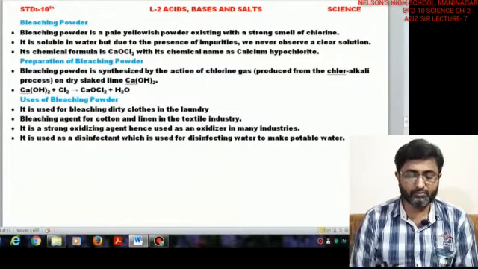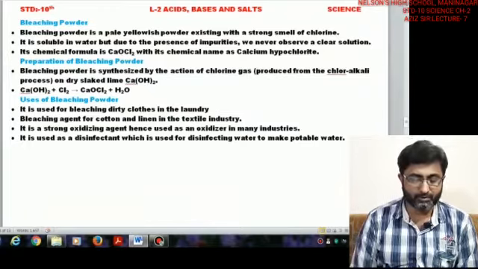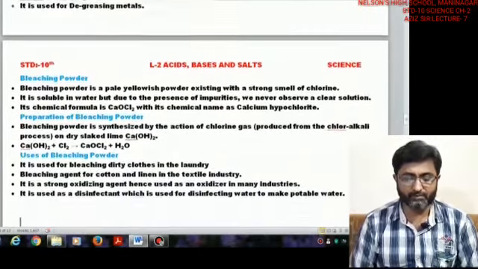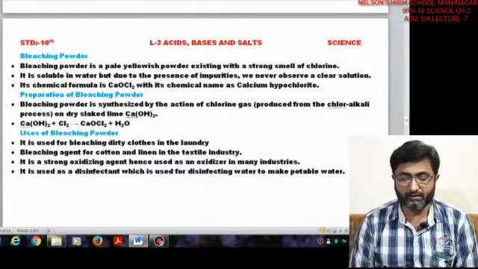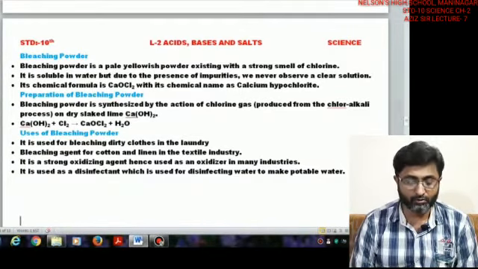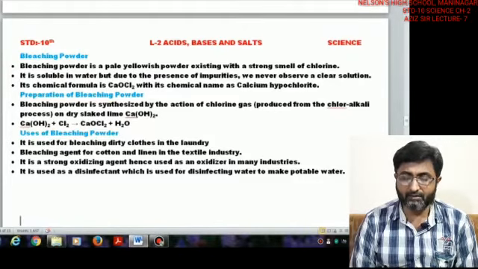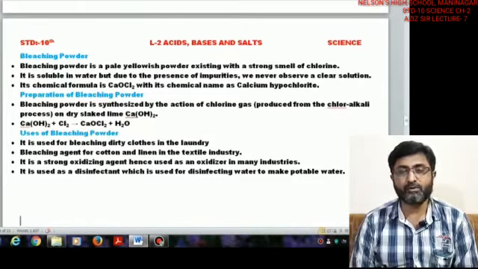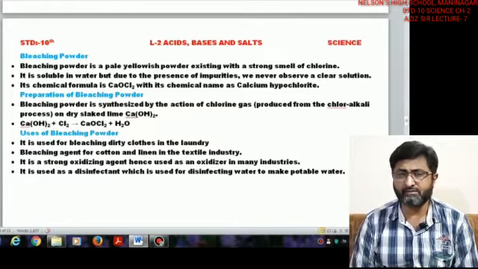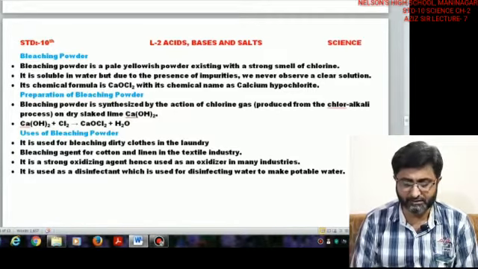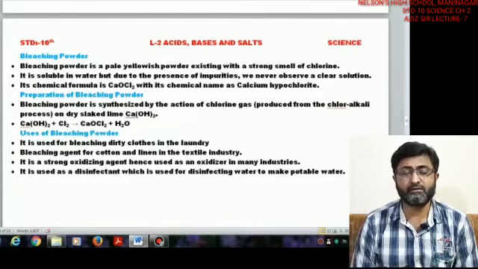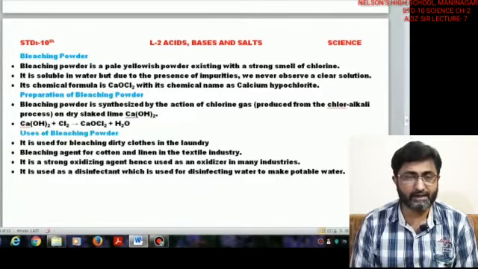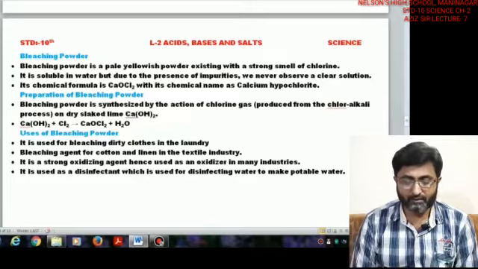Fine, today we are going to start with bleaching powder. Bleaching powder is basically a yellowish substance, and this yellowish powder has a smell of chlorine. As a solution it is transparent, but due to the presence of impurities inside, it turns slightly pale yellowish by its nature. The chemical name of bleaching powder is calcium hypochlorite, right.